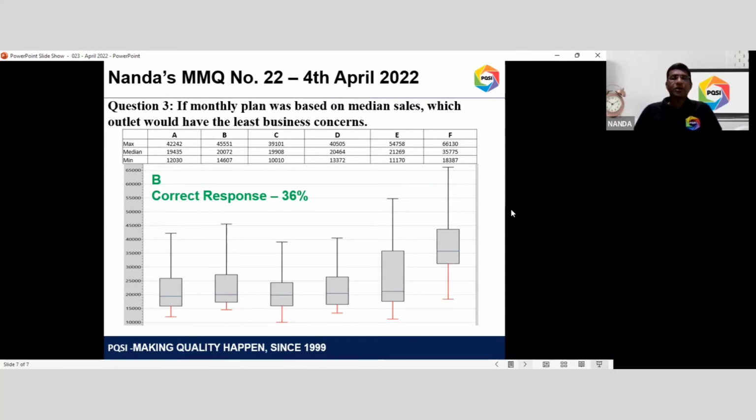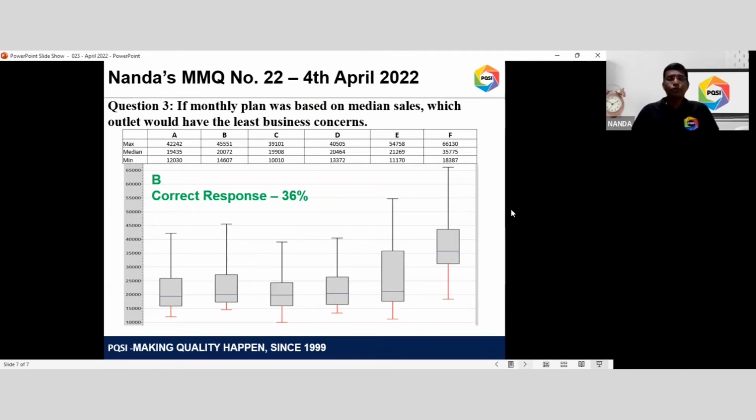Why B? Because that's where the median is very, very close to the minimum. So if you plan your inventory at the median level, the chance of stock outs, of you running out of stock or not being able to serve the customer whenever they want something, is very minimal in outlet B. So that's the reason B is the right answer for this question.